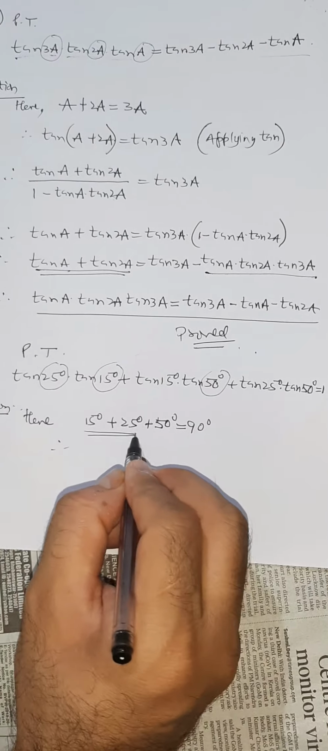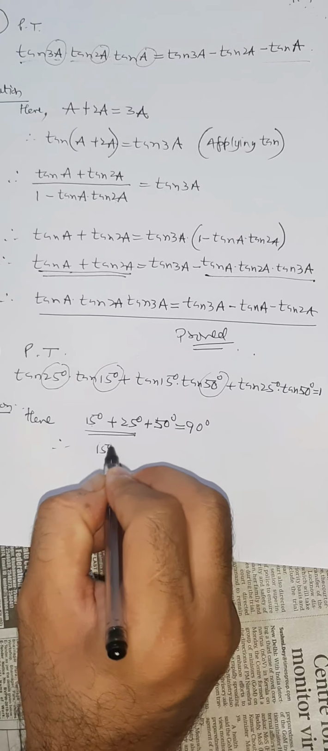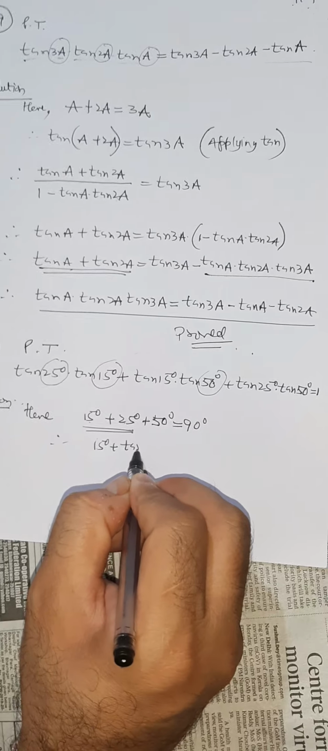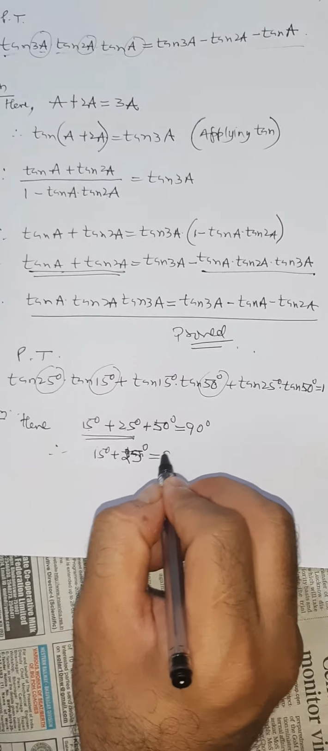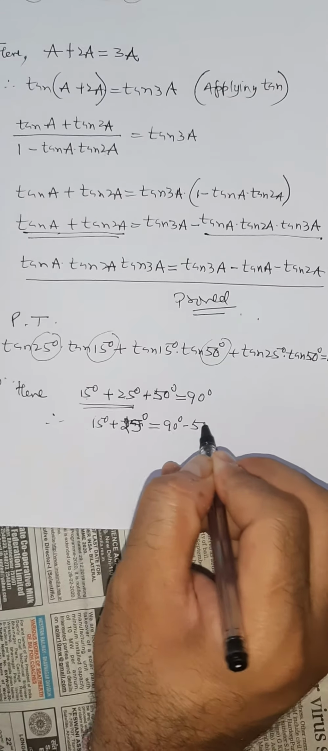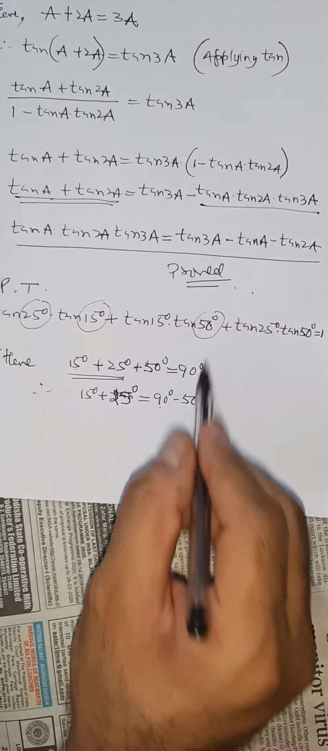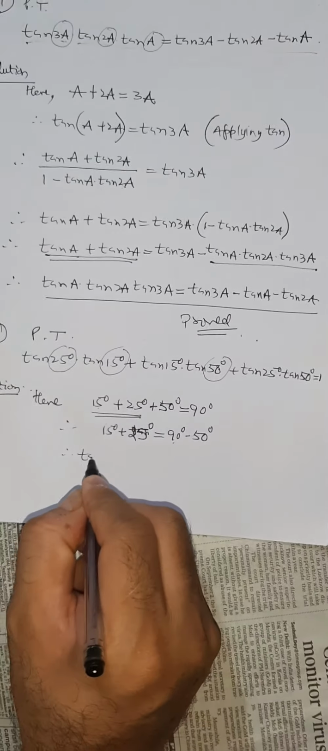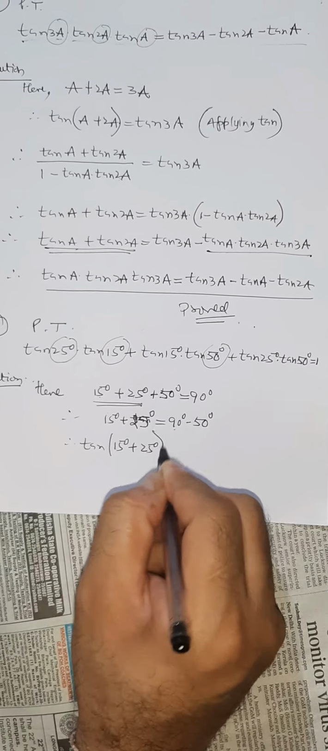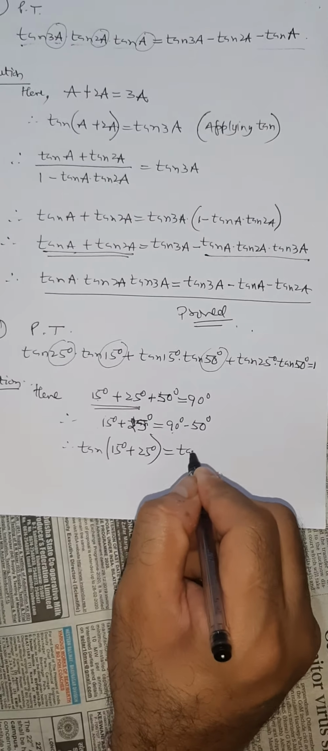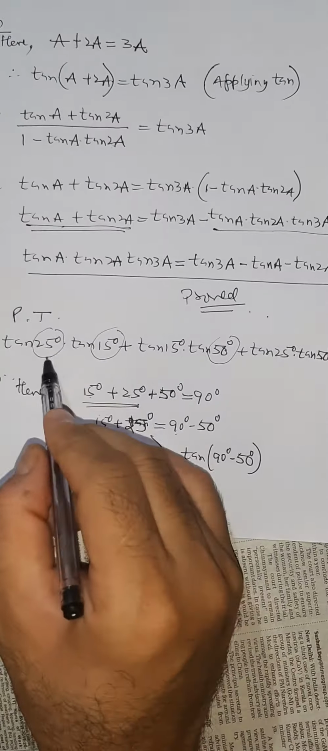Now you keep 2 as it is, because for 3 alpha beta you don't have addition formula. So I'll keep this one as it is. 15 and 25 as it is. This is 90 minus 50. Don't write 90 minus 50 as 40 because you want 50. And now you apply tan on both the sides. So tan of bracket 15 degree plus 25 degree, this is tan of 90 minus 50. Don't write it as 40 because you don't want 40 here.